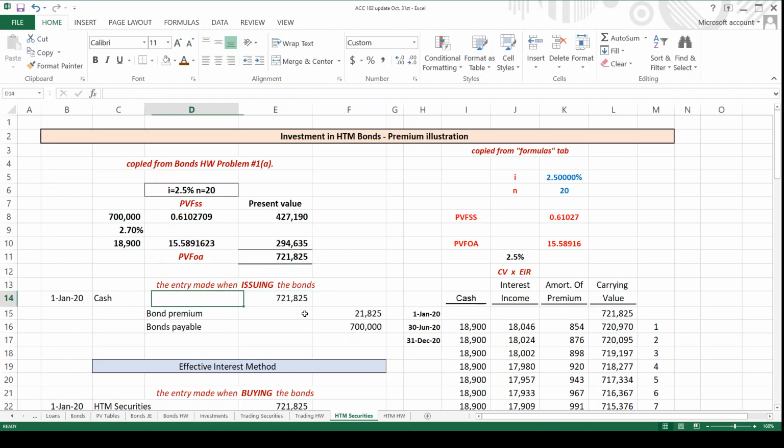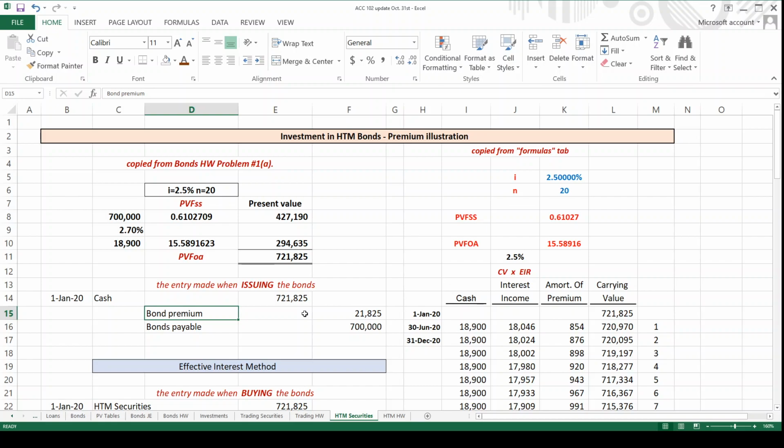And we made this entry at the time. We said, okay, we sold the bonds. We, the issuing corporation, sold the bonds for 721,825. And we credited bonds payable for the face amount of the bonds, or the par value of the bonds, as some refer to it, $700,000. The difference was a premium, $21,825, which we put in a separate account. And then over time, we amortized that, which again, what does that mean in English? We make this balance go away over time. So we'd be debiting bond premium.